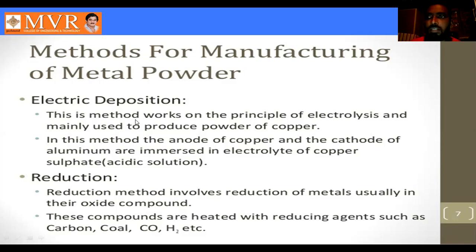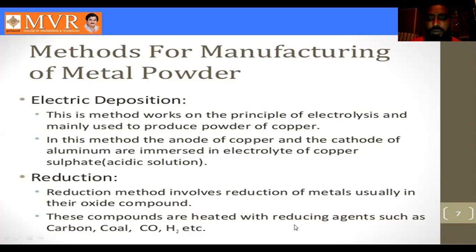That is the basics of powder metallurgy. The next one is reduction. The reduction method involves the reduction of metals, usually from their oxide compounds. By using this method, we reduce the metals from their oxide compounds.